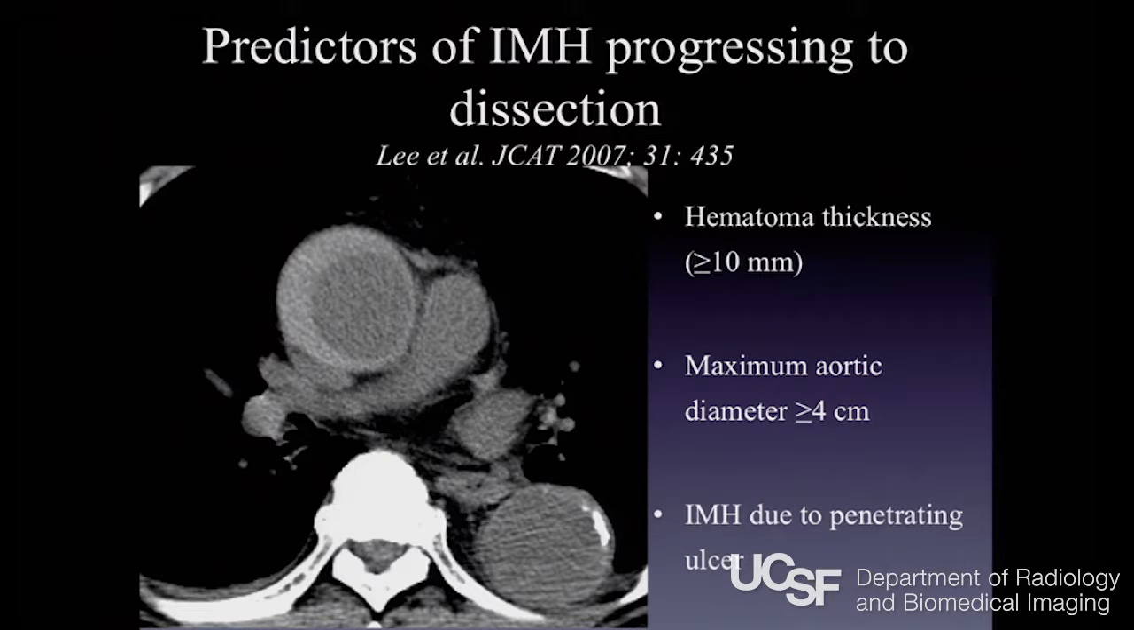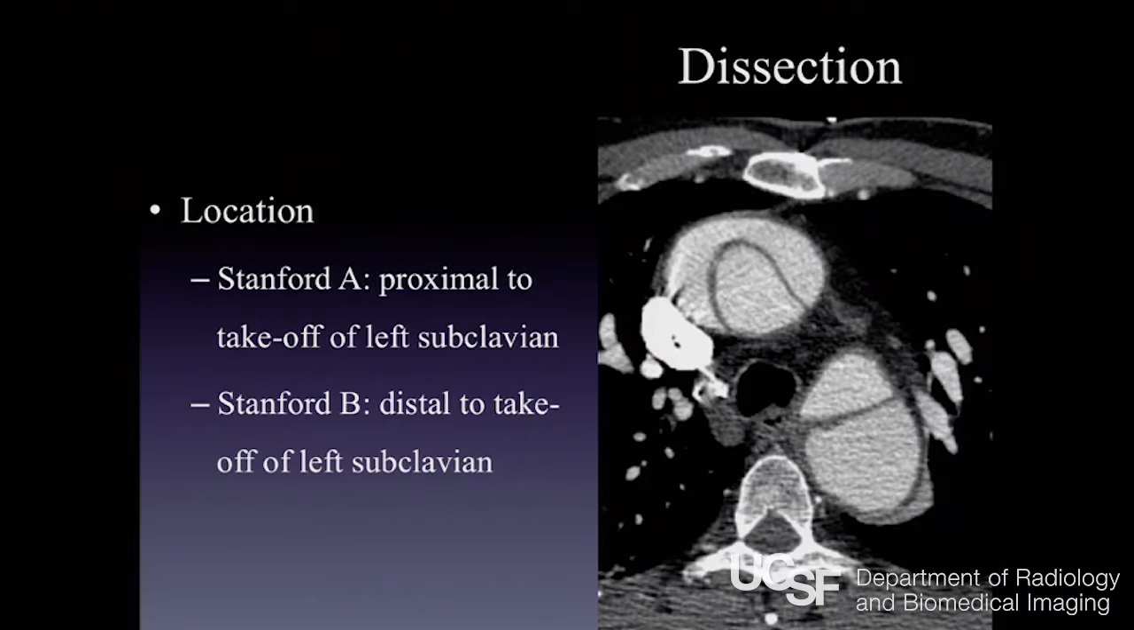And then intramural hematoma can be from other etiologies. It's most commonly from hypertension, but it can be from other things like penetrating ulcers, and those are less likely to resolve on their own. So when it's due to that, the surgeons are more aggressive about doing surgery on type A intramural hematomas.